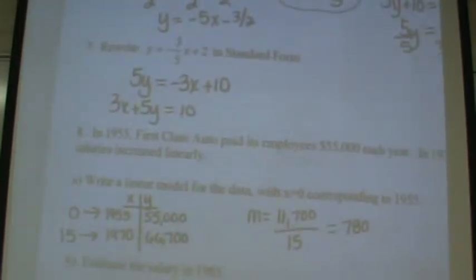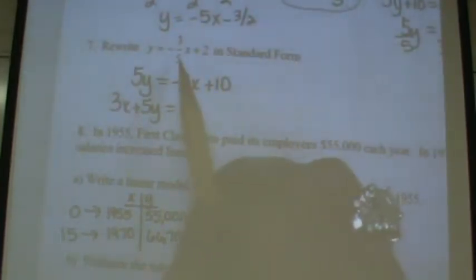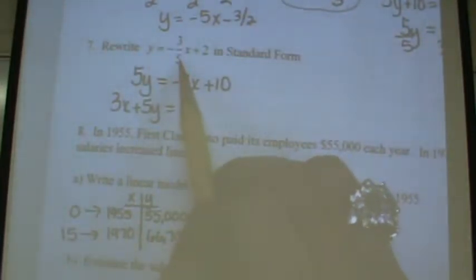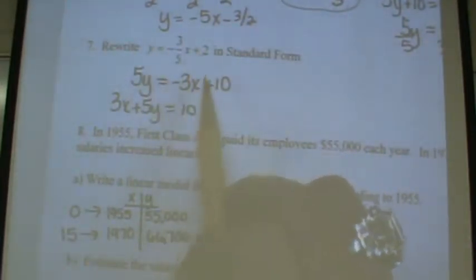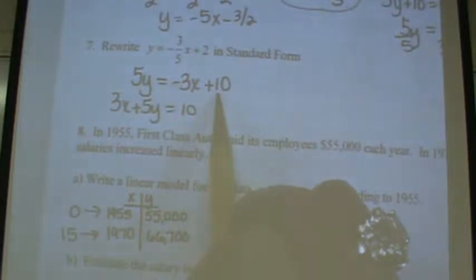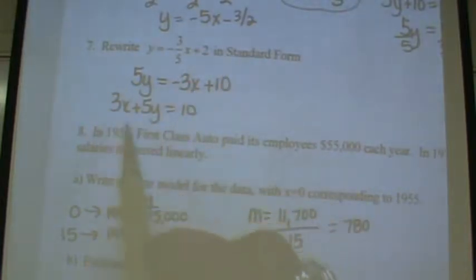I know I'm going fast, but this 5, you gotta get rid of it. So you multiply everything by 5. Good? And then you wanna get negative 3x in front. That's standard form.